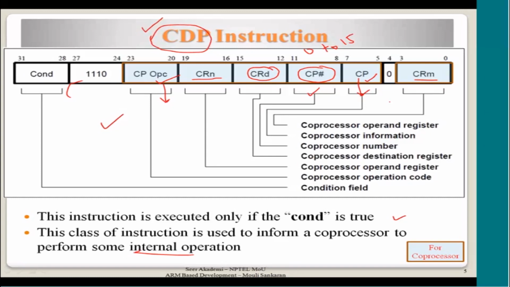Okay, so the color coding is: whatever I am showing in blue is the parameters which are meant for coprocessors and ignored by ARM. Similarly, coprocessors ignore these bit patterns, and then they look at the other patterns which are specific to them.